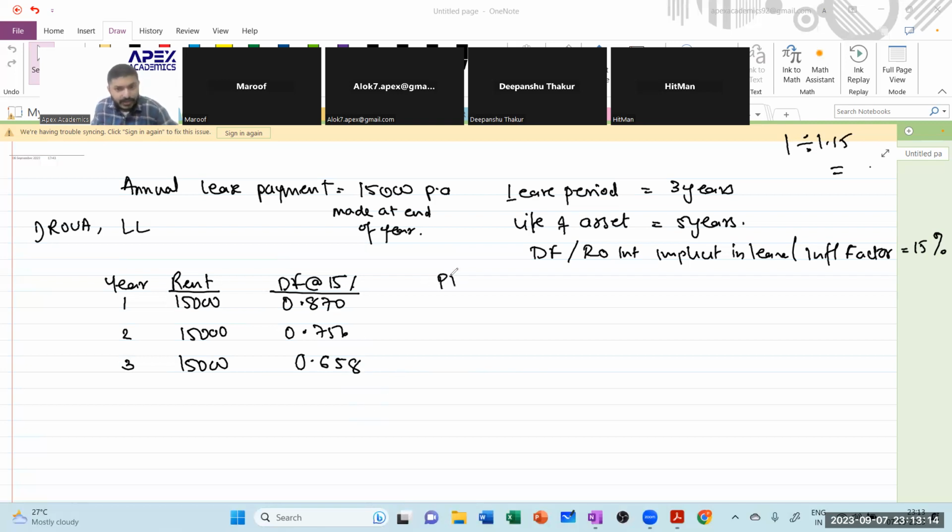Now multiply these to get the present value of your cash outflow. 15,000 multiplied by 0.870. Press equal to, press M plus on your calculator. Now press 15,000 freshly. Don't press the on button. Directly press 15,000 again, multiplied by 0.756. Press equal to. You will get 11,340. Press M plus. Then again type 15,000 multiplied by 0.658. Press equal to. You will get 9,870. Press M plus. Press MRC.